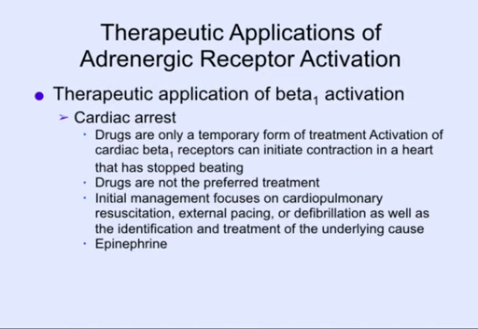Drugs are only a temporary form of activation of beta 1 receptors, and they will initiate that contraction of the heart. Usually, drugs are not the preferred treatment. Obviously, we're going to look for CPR, external pacing, like a defibrillator, and identifying why they're having cardiac arrest. Is it a perfusion issue? Is it an arrhythmia, etc.? What's the underlying cause that induced cardiac arrest? And then, obviously, epinephrine is used, which is used to activate beta 1 and beta 2, and the alphas, but epinephrine is used in cardiac arrest.